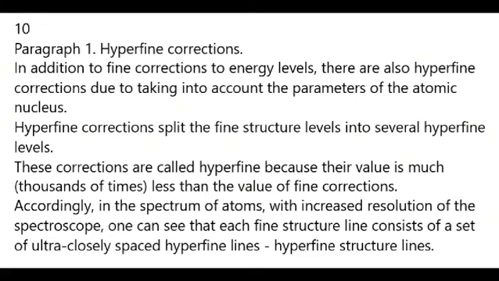into account the parameters of the atomic nucleus. Hyperfine corrections split the fine structure levels into several hyperfine levels. These corrections are called hyperfine because their value is much, thousands of times, less than the value of fine corrections. Accordingly, in the spectrum of atoms with increased resolution of the spectroscope, one can see that each fine structure line consists of a set of ultra-closely spaced hyperfine lines, hyperfine structure lines.